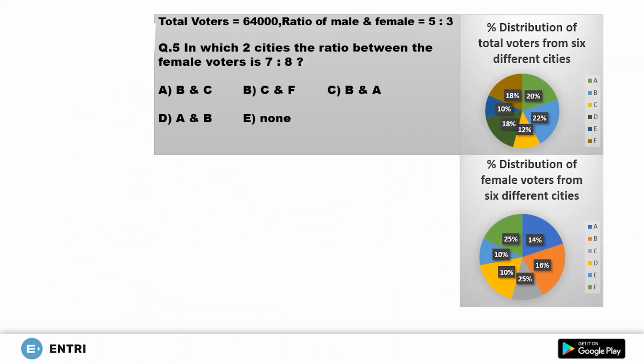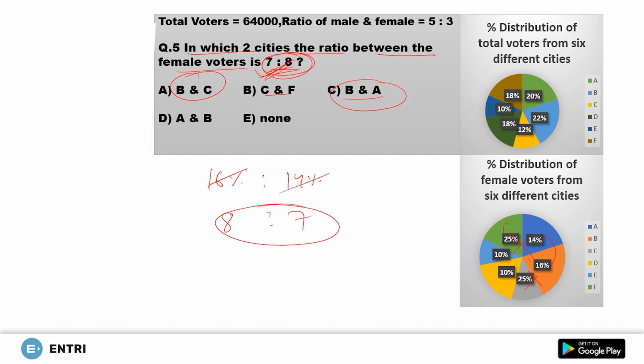What is the next question? In which two cities is the ratio between the female voters 7:8? Okay, you have to find the cities with ratio 7:8. Which are those cities? First of all, B and C. So see here, B and C, no. C and F, this is C and this is F, no, this cannot happen also. B and A. So what is B and A? Now here, B is 16%, A is 14%. So we will get 8:7. What you need to find is 7:8. So just reverse it, 7:8, which means your answer will be A:B.